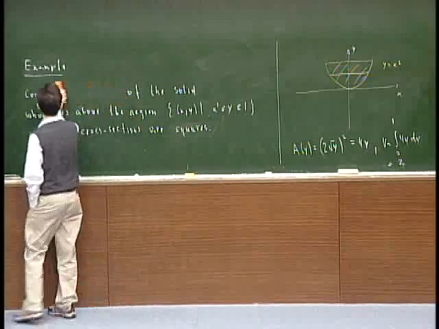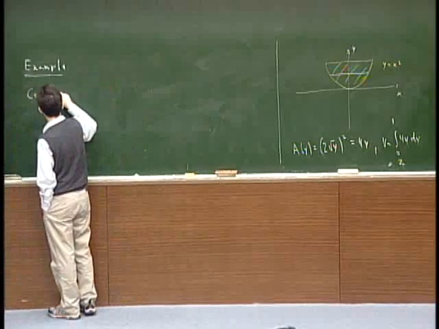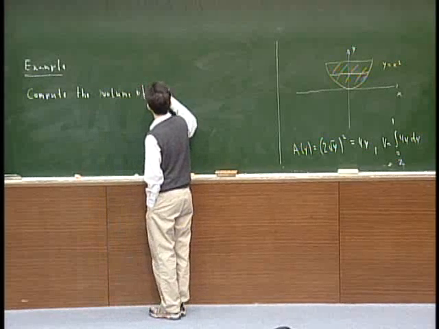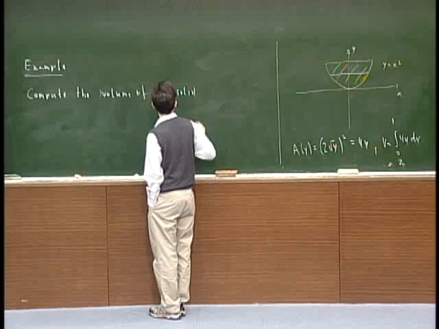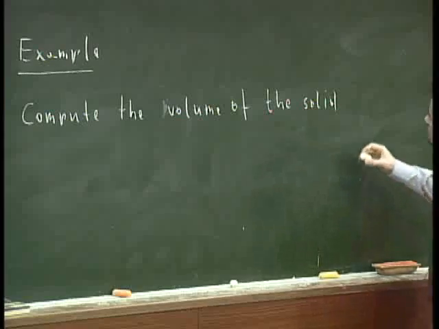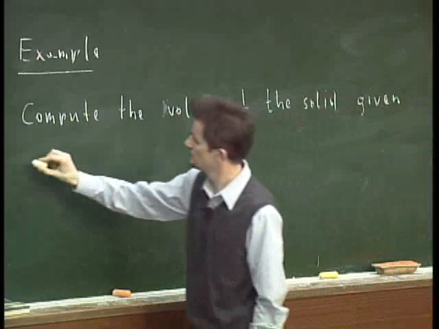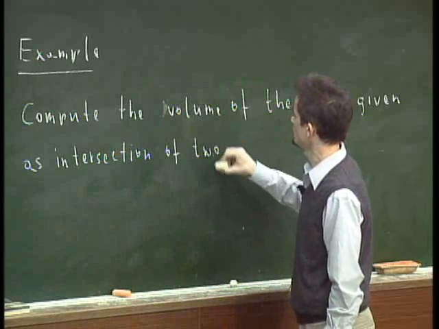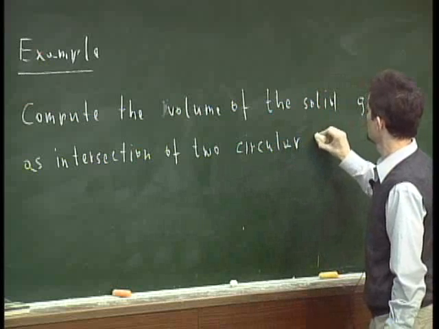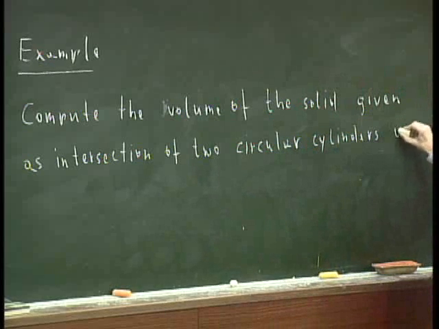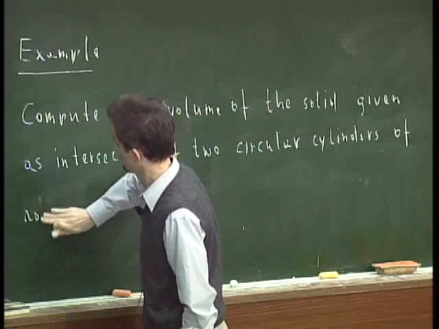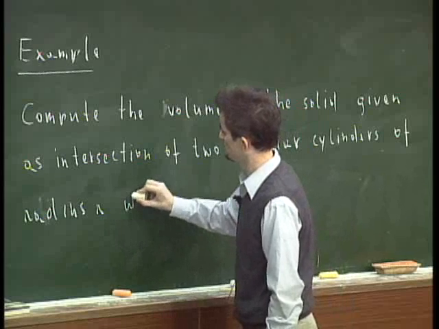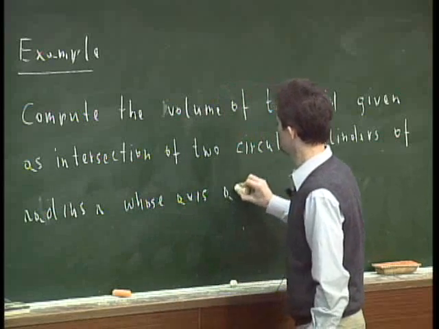Maybe a more interesting example is the following one. Compute the volume of the solid given as the intersection of two circular cylinders of radius r whose axes are perpendicular.